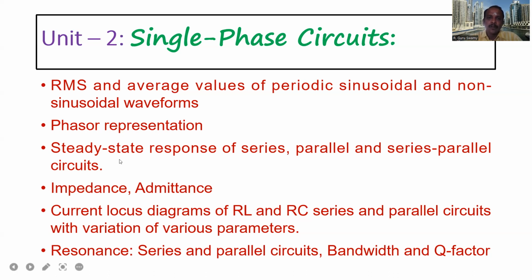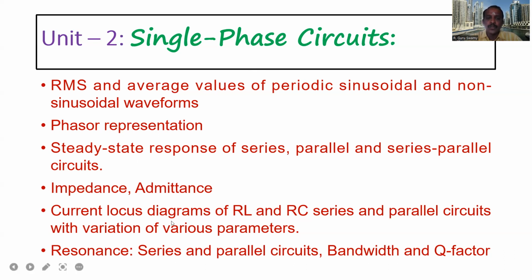Later, we analyze AC circuits. Because it is single phase circuits, we analyze series combination, parallel combination, and series parallel combination of different AC circuits. In it, we find voltages, current responses, and active, reactive, and apparent power. We draw the phasor diagram. In the main course, we also study impedance and admittance parameters.